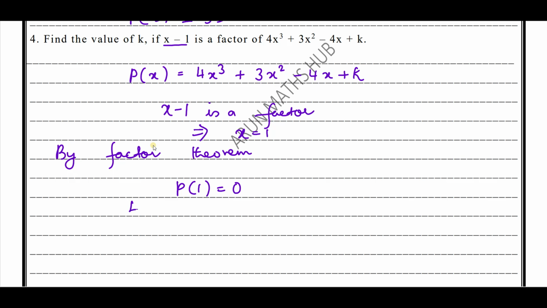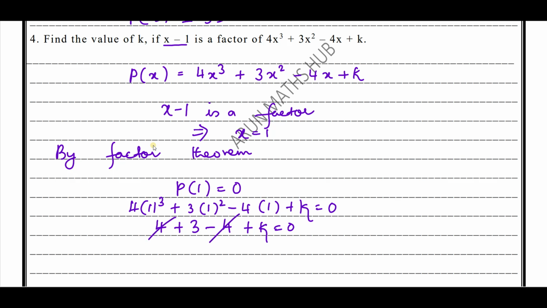Now replace all the x by what? 1. 4 into 1 cube plus 3 into 1 square minus 4 into what? 1 plus k equals to what? 0. 1 cube is 1. 1 into 1 into 1 is 1. 1 cube into 4 is 4 plus 1 square is 1. 1 3s are 3 minus 4. 4 1s are 4 plus k equals what? 0. Plus 4 minus 4 will cancel out.